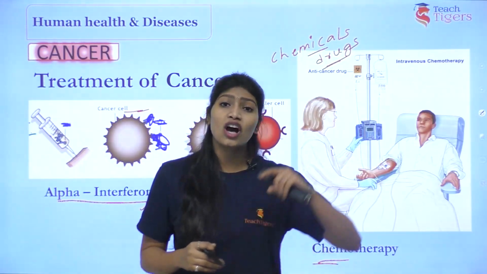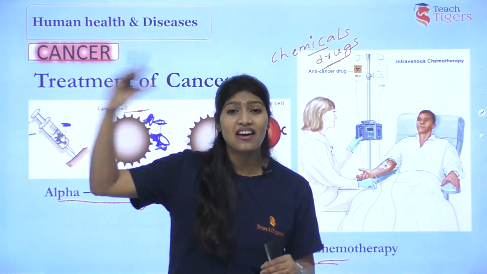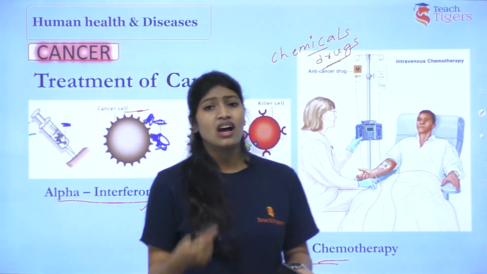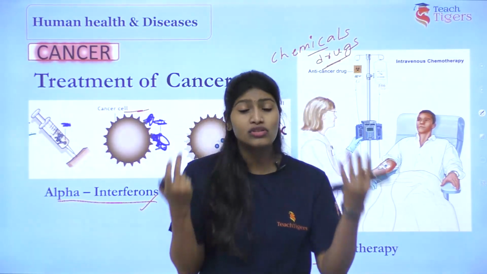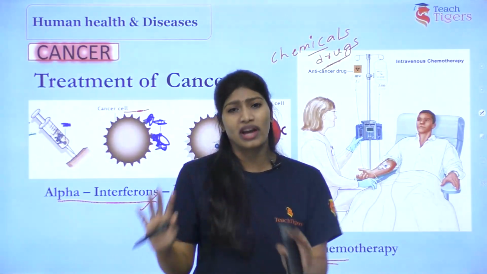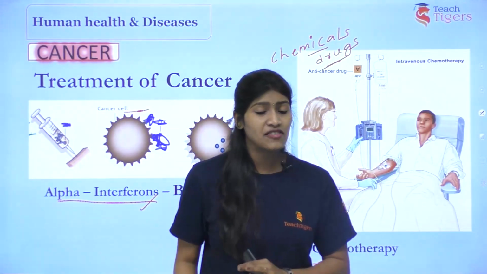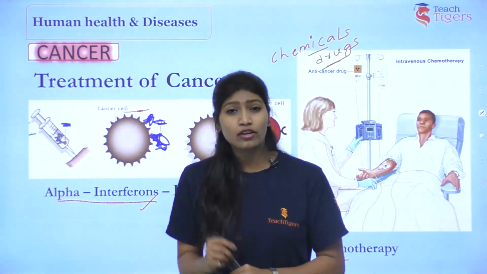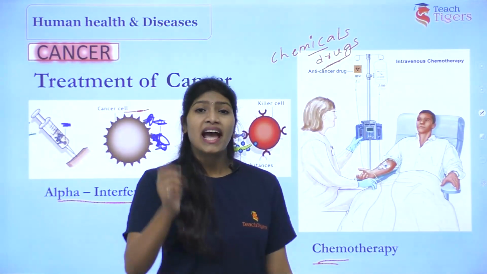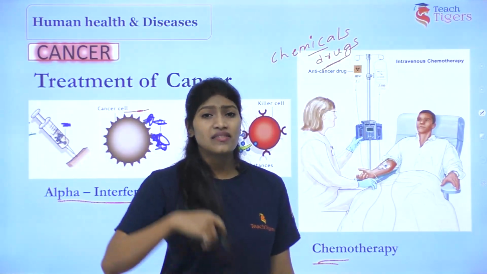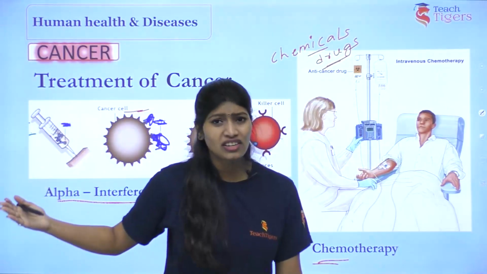But these chemicals have high side effects, such as hair fall. Hair will fall off, and eyebrows will fall off. There will be no hair on the body. This is one of the side effects, and even anemia and blood loss also take place. These are some of the side effects of chemotherapy, and chemotherapy is also done after the surgery. These are all sequential treatments.